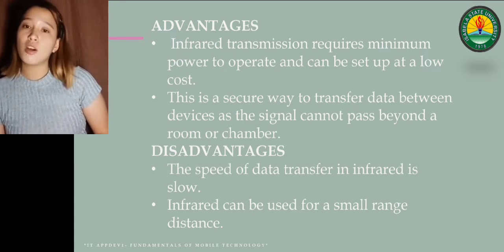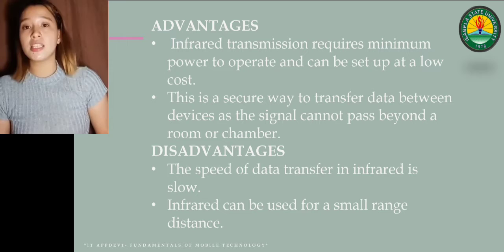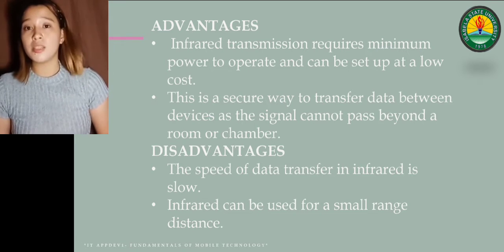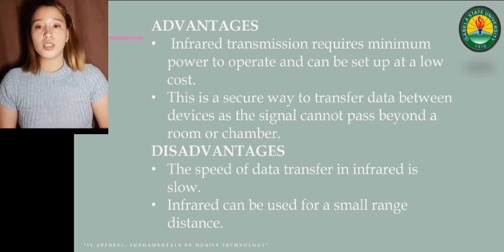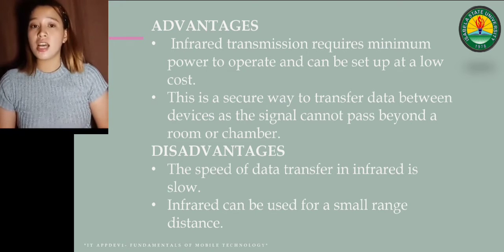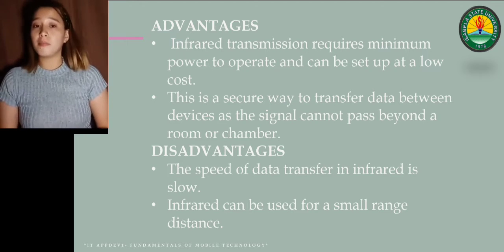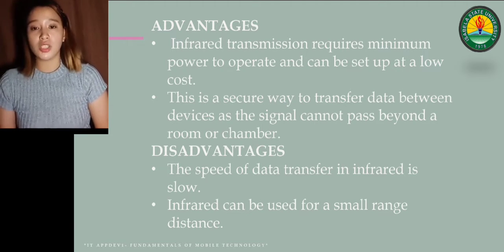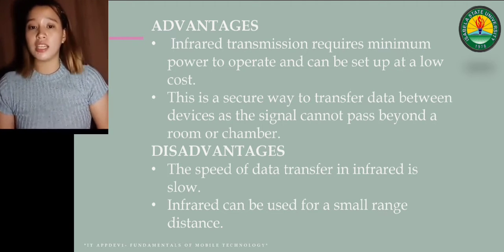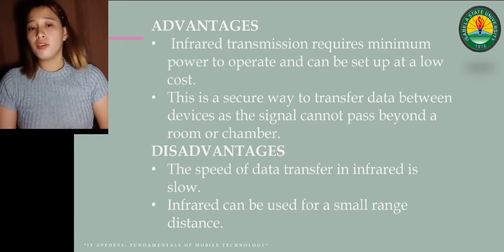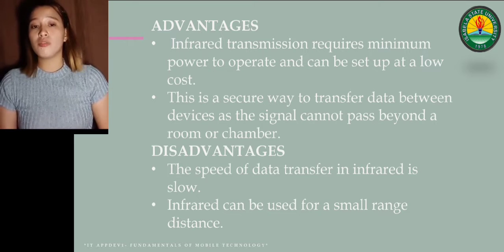So we go first to the advantages. First, infrared transmission requires minimum power to operate and can be set up at a low cost. And second, this is a secure way to transfer data between devices as the signal cannot pass beyond the room or chamber. And we go on to the disadvantages. The first is that the speed of data transfer in infrared is slow. And second, infrared can be used only for a small range distance.